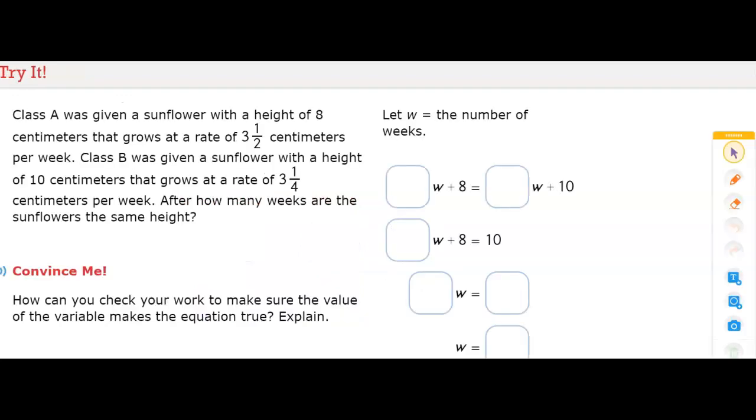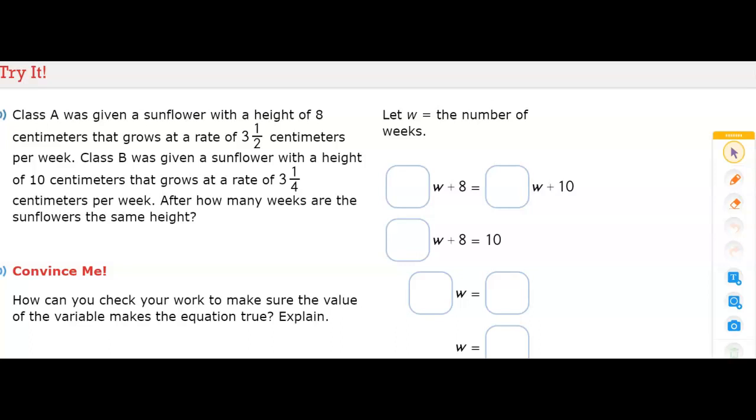Class A was given a sunflower with a height of 8 centimeters that grows at a rate of 3 1/2 centimeters per week. Class B was given a sunflower with a height of 10 centimeters that grows at a rate of 3 1/4 centimeters per week. After how many weeks are the sunflowers the same height?